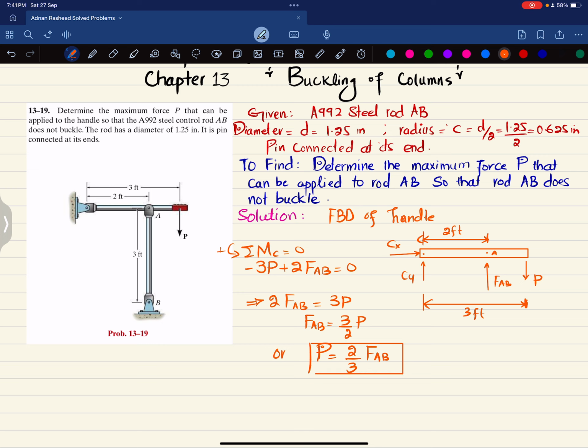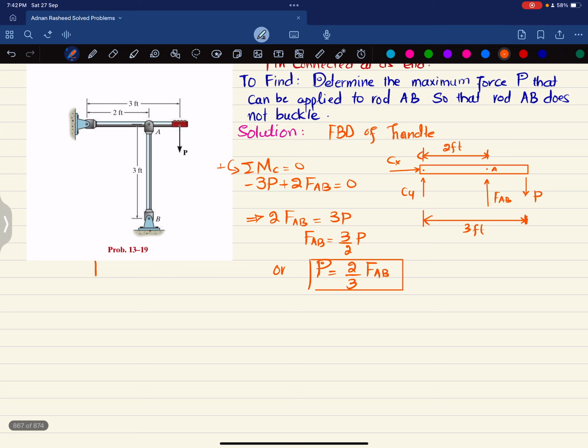Now we know that using Euler's formula, we will find the maximum load that can be applied on this column AB, which can be written as P critical, the maximum load that it can bear without buckling. That is equal to pi squared E times I divided by LE squared, where LE is the effective length, I is the moment of inertia, and E is the modulus of elasticity, and LE is equal to KL.